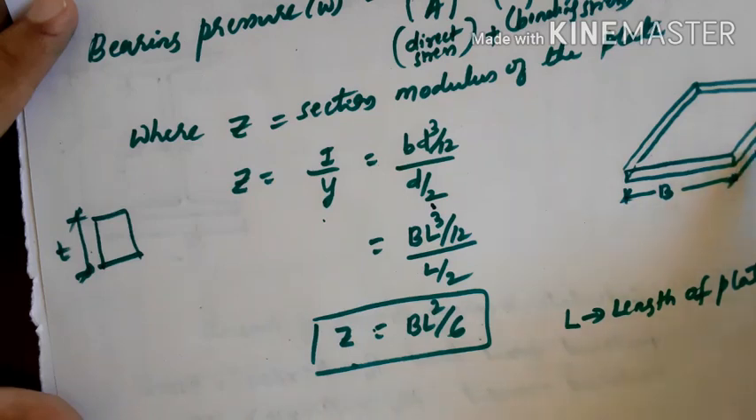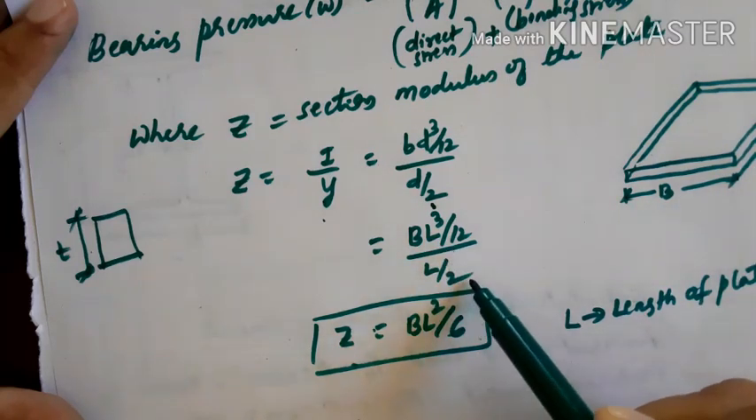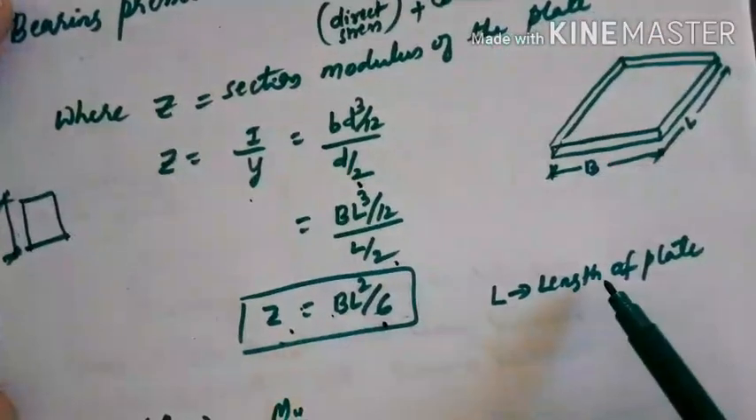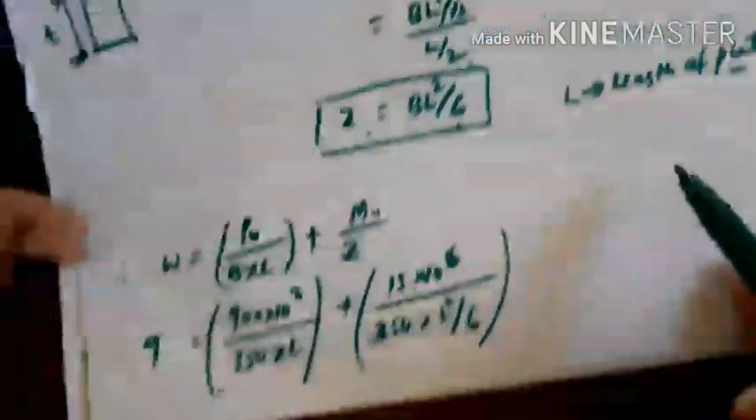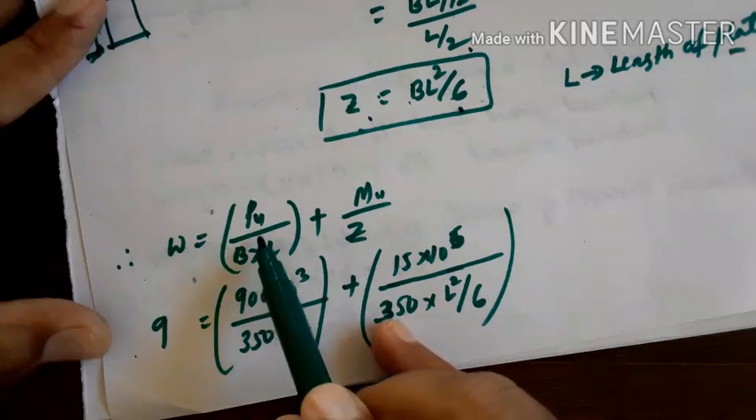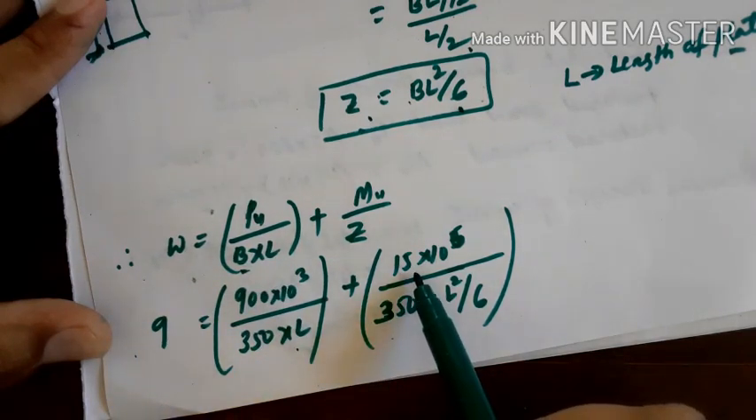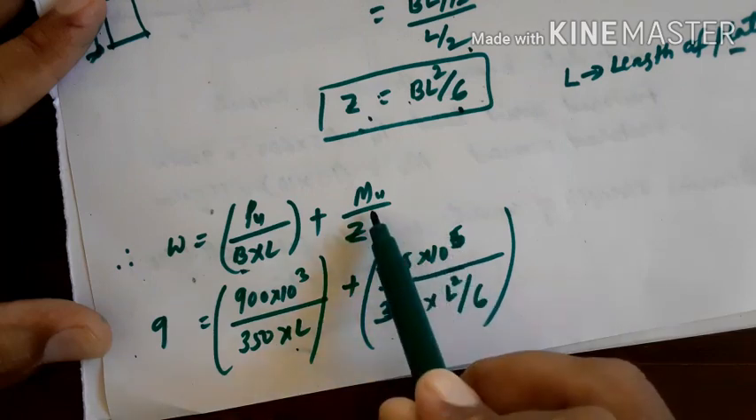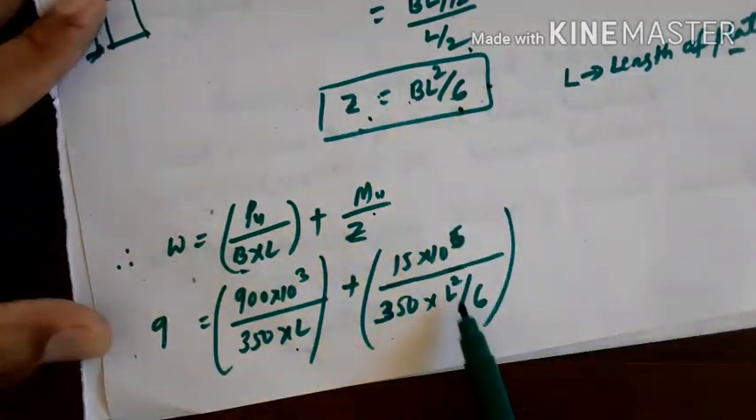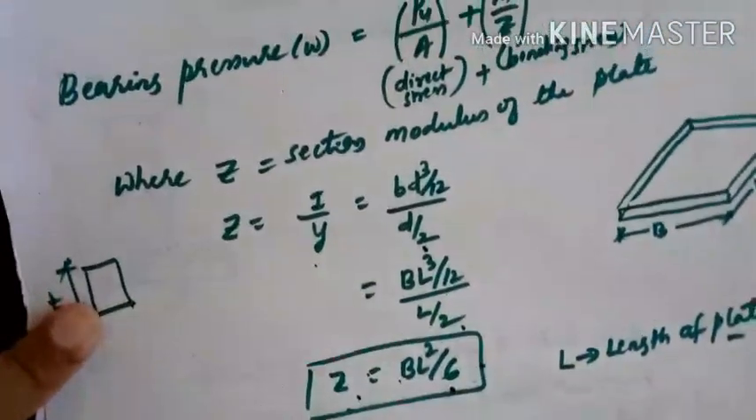This one. Then BL cube by 12 divided by L by 2. Then we get BL square by 6, where length L is the length of the plate. Substitute in this formula. We know the PU, then divided by 350, we know B, then L, then M, 15 into 10 raised to 6 Newton millimeter moment. Then Z is this BL square by 6, 350 into L square by 6. I hope you understood this one.